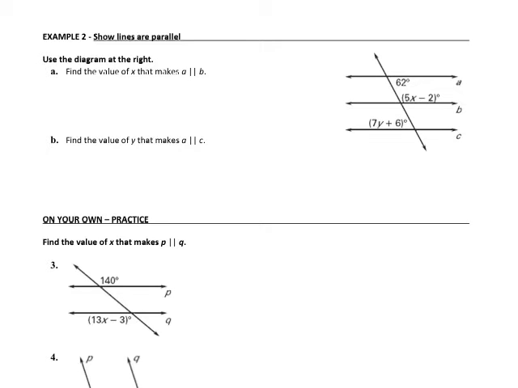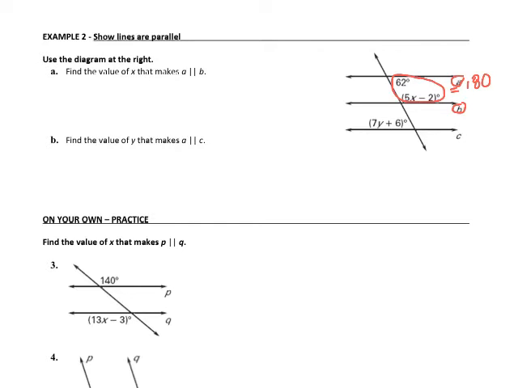We have a couple of example problems to work through here. Show lines are parallel is what example 2 says. Use the diagram at the right, and we need to find the value of x that makes line A parallel to line B. Notice that there are no parallel markings on the lines right now, and these two angles are actually consecutive interior angles. So these two angles have to equal 180, and if those two angles equal 180, then we know that lines A and B are parallel.